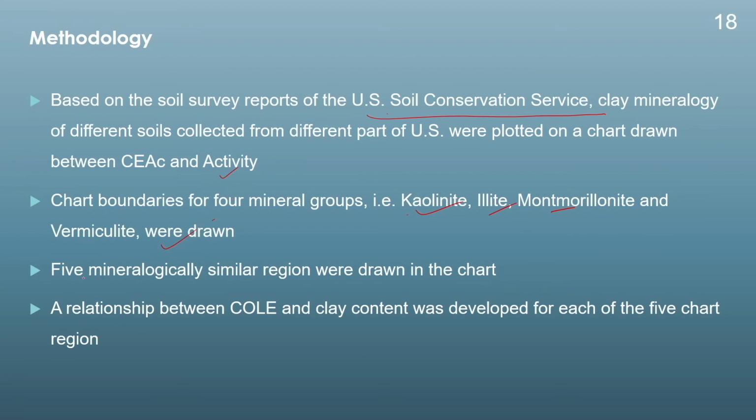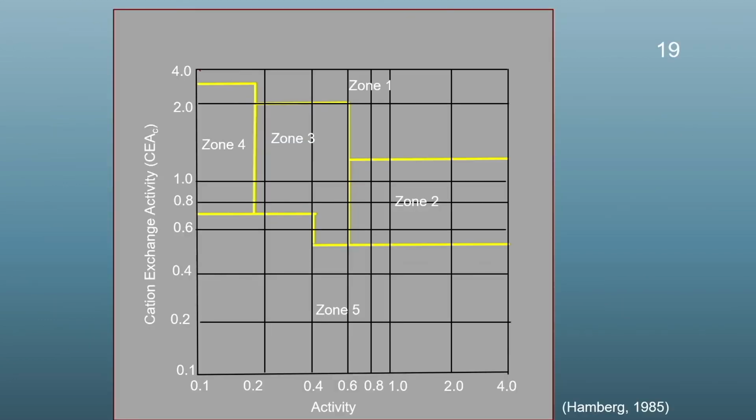Then 5 mineralogically similar regions were drawn in the chart, and a relationship between COLE and clay content was developed for each of the 5 chart regions. So, once the soil has been placed in one of the 5 regions, the COLE value is determined, and then based on the COLE value, clay content and this region, this zone, the soil classification was carried out, which I can show you here. Here the soils were classified based on their mineralogical composition, then the COLE value.